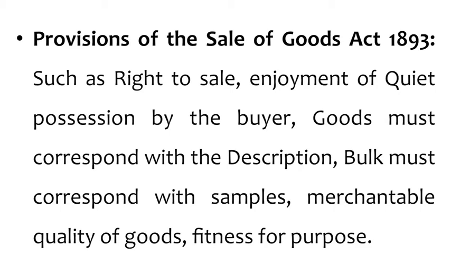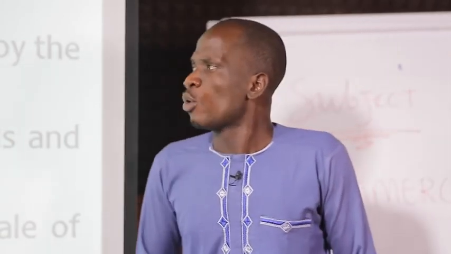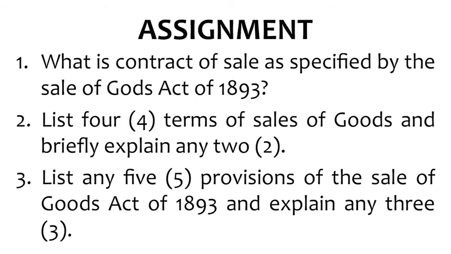Learners, before I step down, I would like to give you an assignment that will keep you busy at home. Number 1, what is contract of sale as specified by the Sale of Goods Act 1893? Number 2, list 4 types of sale of goods and briefly explain any 2. Number 3, list any 5 provisions of the Sale of Goods Act of 1893 and briefly explain any 3.